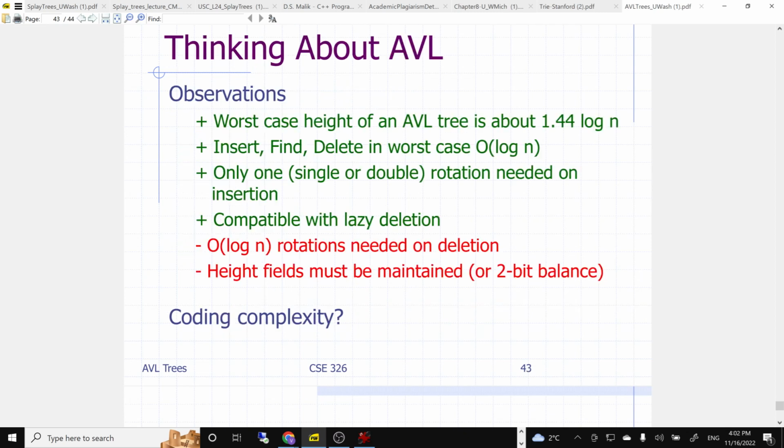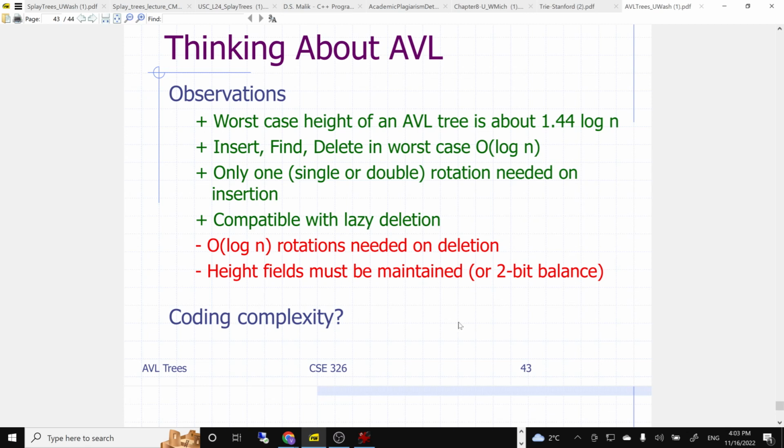So let's think of a few more things to consider. Worst case scenario is roughly 1.4 log n, right? Insert, find, delete in the worst case scenario is log n. So why is it log n? Because, again, in a binary search tree, you keep the height balanced, so the height property is actually a log, right?